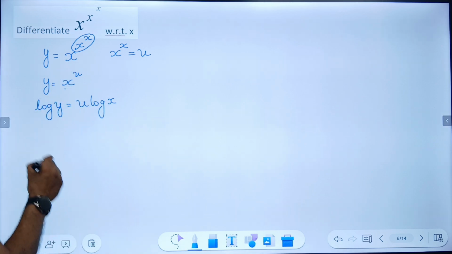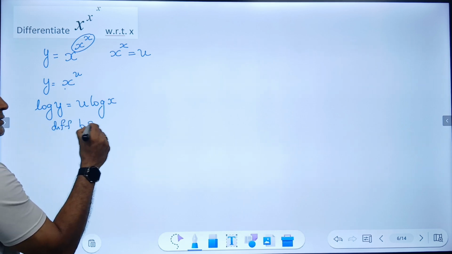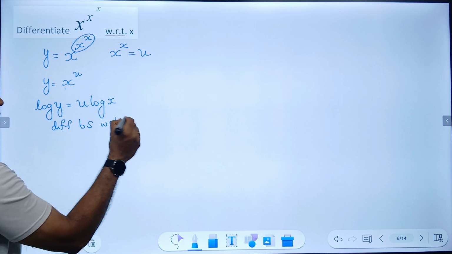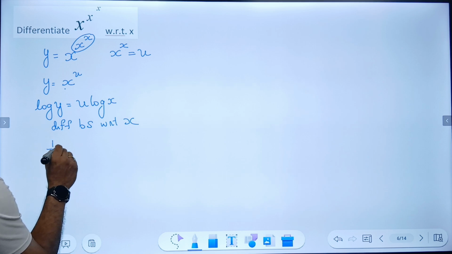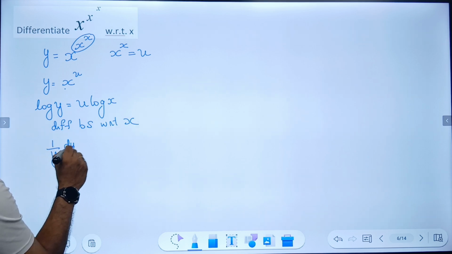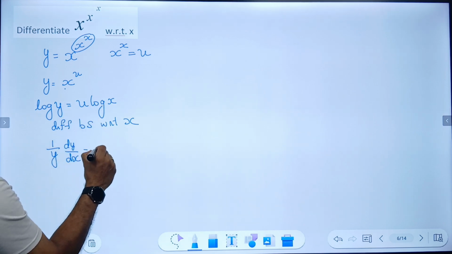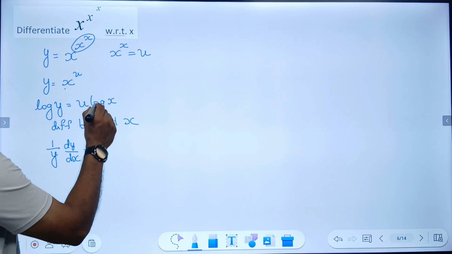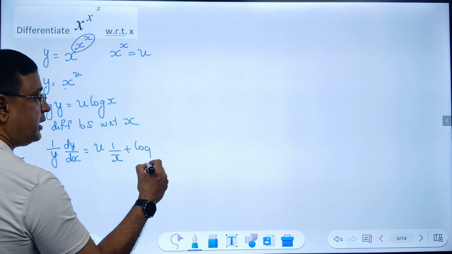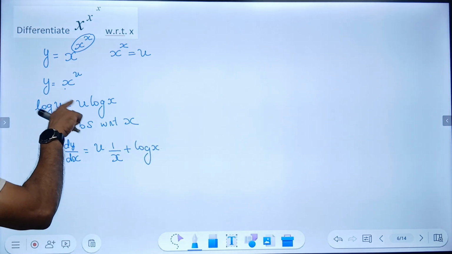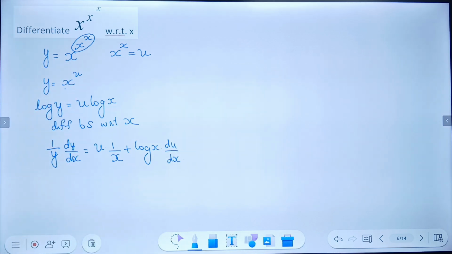Okay. Now I am going to differentiate. Differentiate both sides with respect to x. So what is differentiation of log y? Differentiation of log y is 1 by y into dy by dx equal to product rule. What is product rule? U into, what is differentiation of log x? Differentiation of log x is 1 by x, plus log x into, what is differentiation of u? Differentiation of u is du by dx.